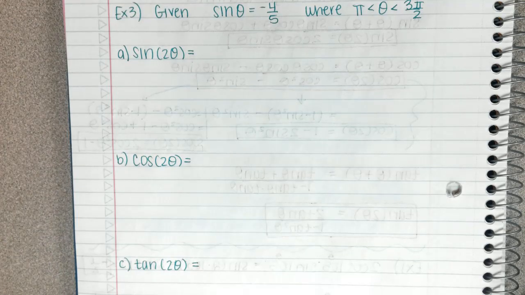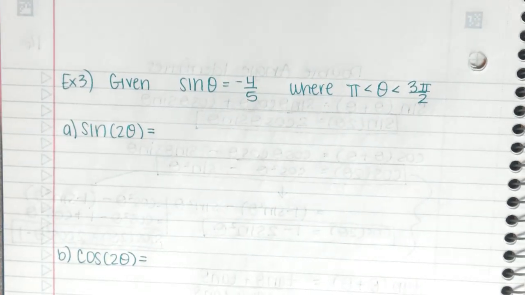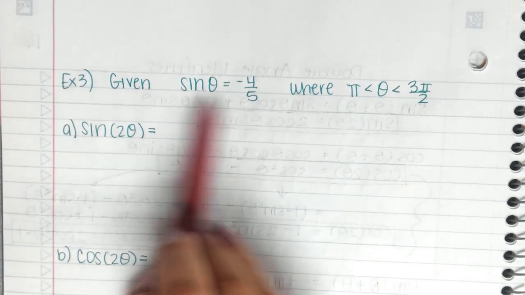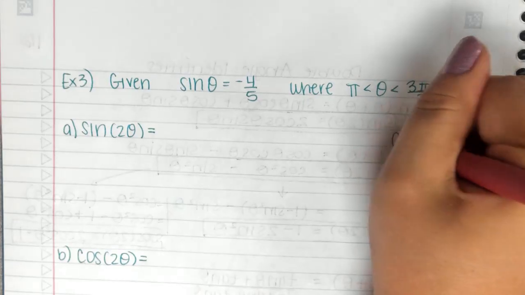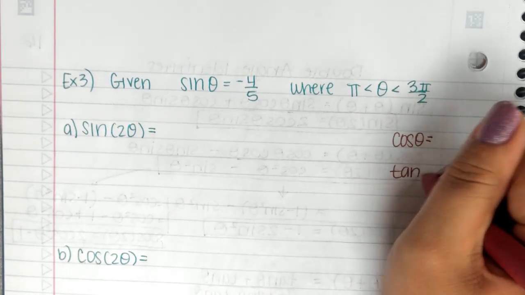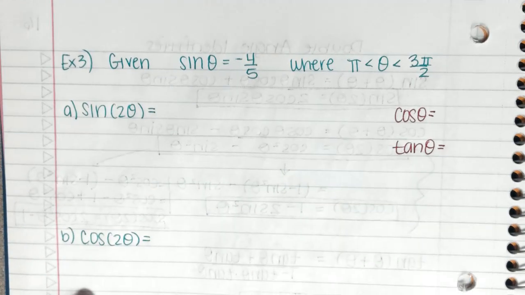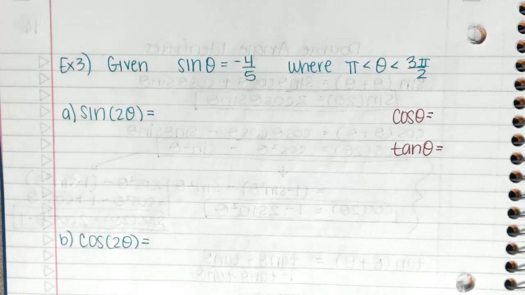So before we get any of these, what are we going to have to do up top? I gave you the sine. You're going to have to, off to the side, find the cosine and find the tangent, because you can't do any of these without that. So I'm going to give you all about 2 minutes. Find the cosine, find the tangent. Go.